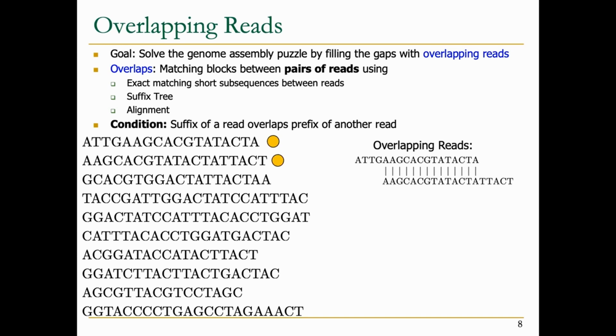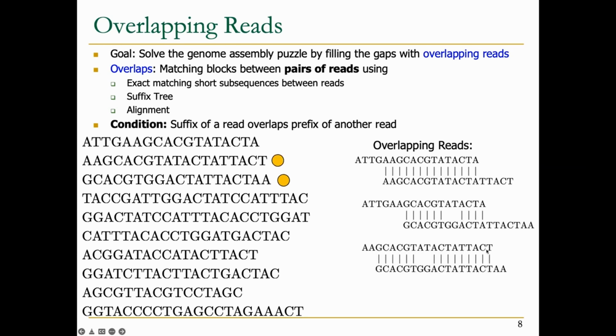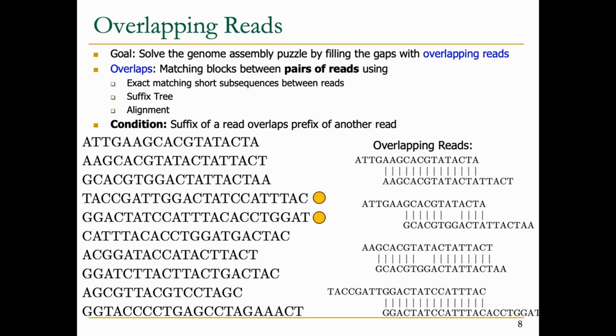And these are some examples of overlapping reads. For example, these two reads overlap at these regions that are shown. There's an overlap between this and this, between this and this, and this and this. So we can find the overlaps between a pair of reads, and they seem to be independent from each other for now. So the question is, how can we store all this overlapping information so that we can use it all together to construct the genome assembly?